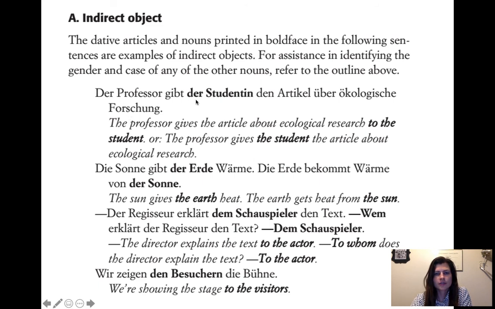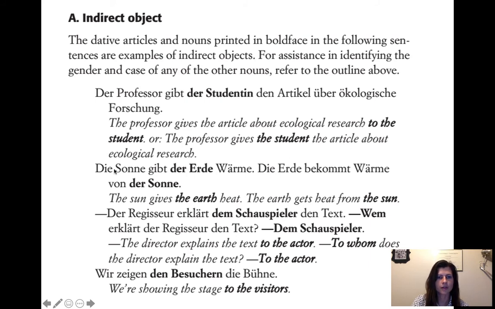Der Professor gibt der Studentin den Artikel über ökologische Forschung. The professor gives the article about ecological research to the student. So der Studentin, it's actually feminine. This in ending tips you off to the fact that it's feminine, a female student. And then der Studentin, you can tell that it's the dative article. And then you could translate it as either to the student, or if it sounds okay, you can also say the indirect object first and then the direct object.